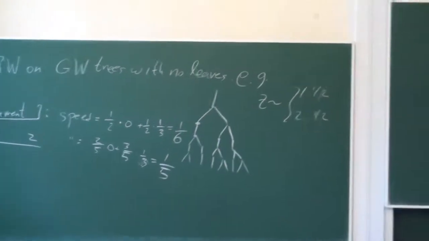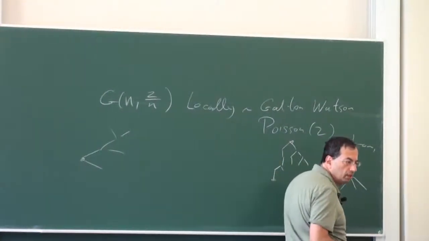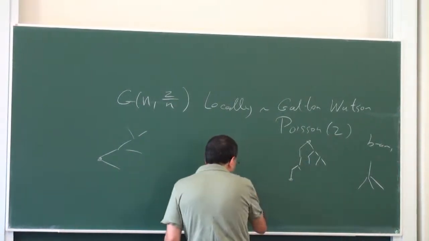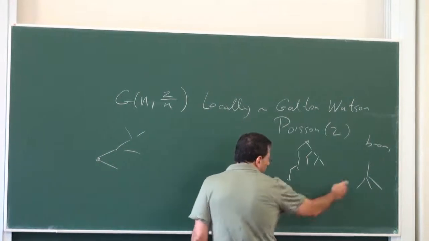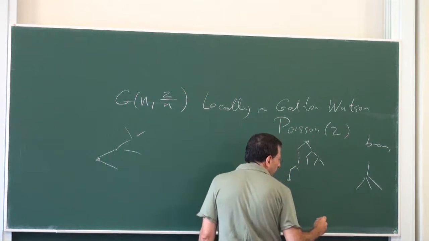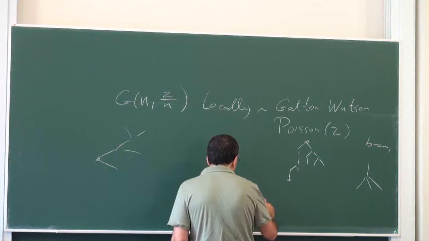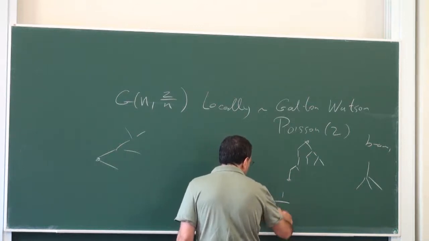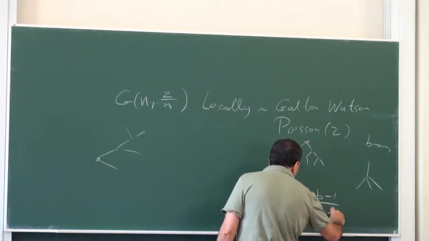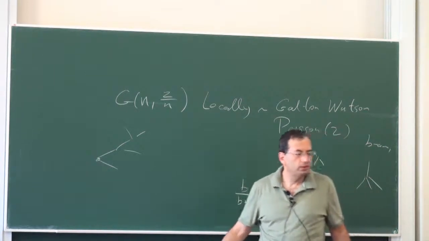If you have a regular, say, B-ary tree, so every vertex has B children, then the argument says that the probability we move forward is B over B plus 1, and the probability we move backward is 1 over B plus 1. So the speed should be B minus 1 over B plus 1 on a B-ary tree where every vertex has B children, and that's correct.